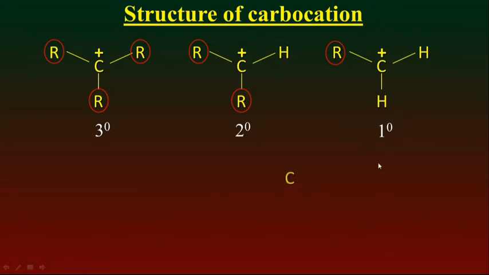And finally we see that this carbon atom contains no alkyl radical. Here the carbon atom is bonded with only 3 hydrogen atoms, and no alkyl radical is present here, so it is known as 0 degree or parent carbocation. Simply, it is called methyl carbocation.